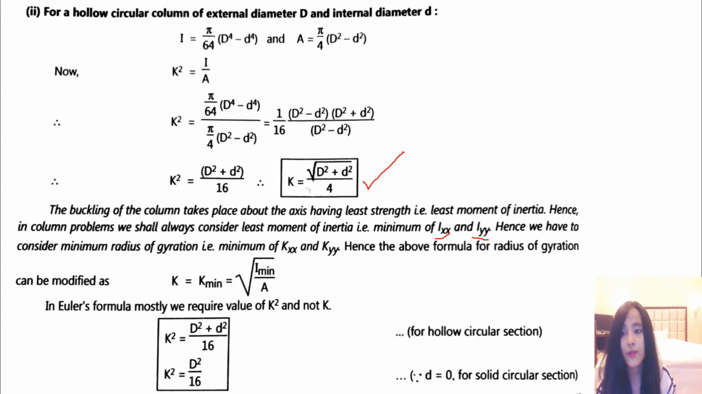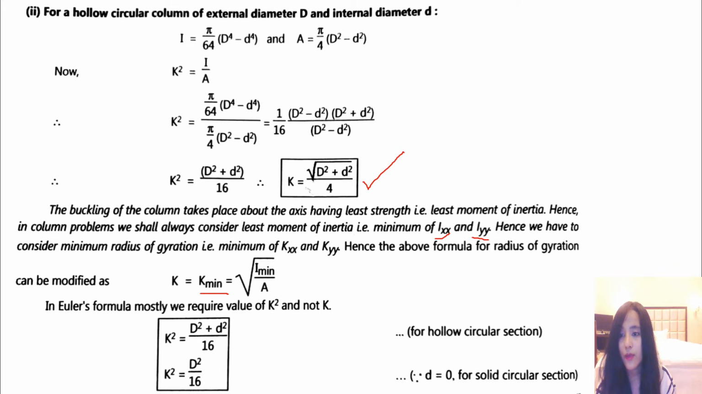Okay. Hence we have to consider the minimum radius of gyration. तो radius of gyration भी जो हम consider करते हैं वो भी हमें minimum consider करना पड़ेगा. Okay. So the formula for radius of gyration will hence be k minimum equals I minimum by A. Okay. So I hope this is clear.